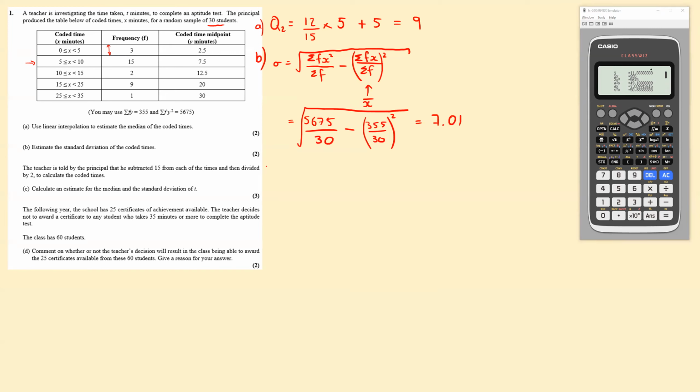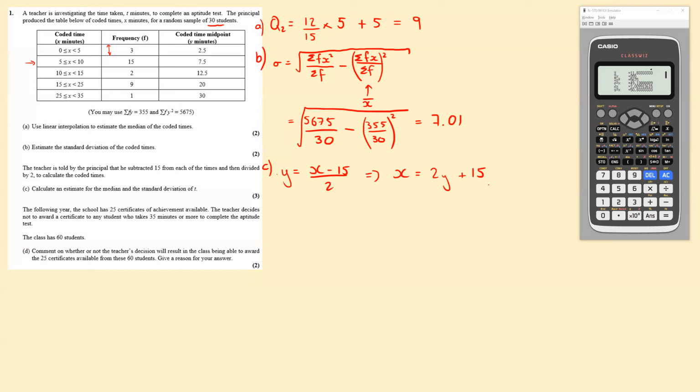Part C then goes on to say that the teacher is told by the principal that he subtracted 15 from each of the class times and then divided by 2 to calculate the coded. So the coded was y. So I know here that y is equal to the original minus 15, divided by 2. In this case, I'm using x. y is the coded one from the question. And I didn't do that in that formula, but I should have. For this, we want to use this to unwind. So in other words, this implies that x is equal to 2y plus 15. This is kind of what's happened.